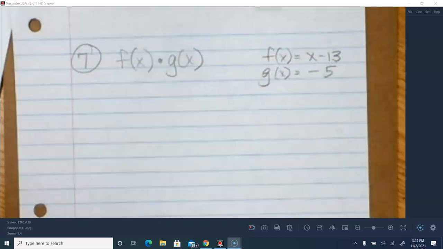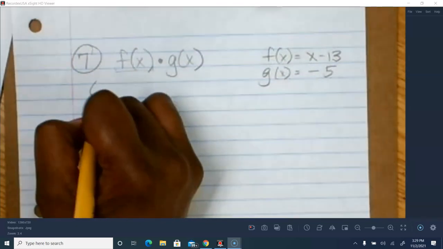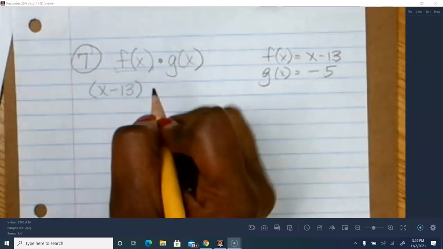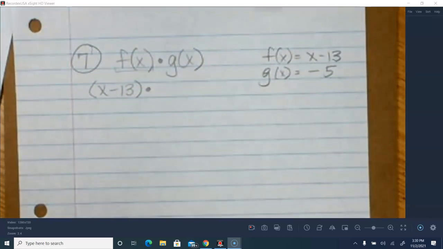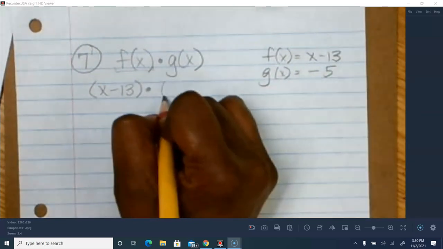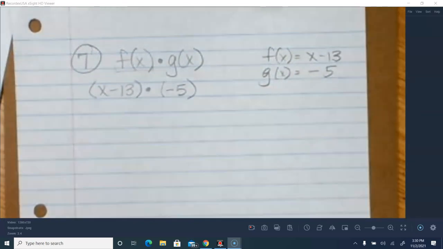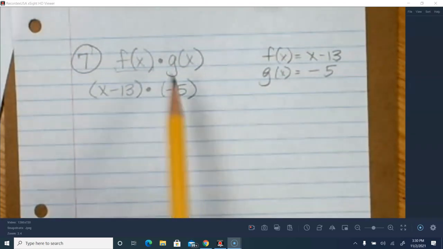All right, so what am I going to do? I'm going to plug these numbers in over here. So in place of f of x, I'm going to put in parentheses x minus 13, just keeping everything aligned, keeping my structure the same so I don't lose anything. G of x is negative 5, so I'm going to put that in parentheses. Now, again, we are used to seeing a constant in front of the parentheses. It's kind of the coefficient of the parentheses. And so we want to move this negative 5 to the front.